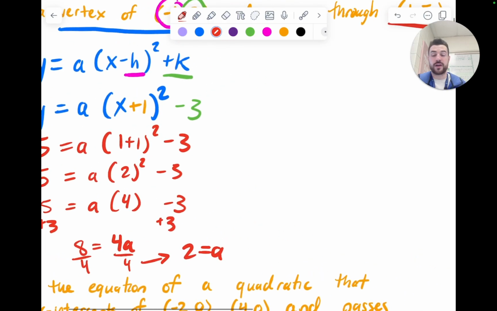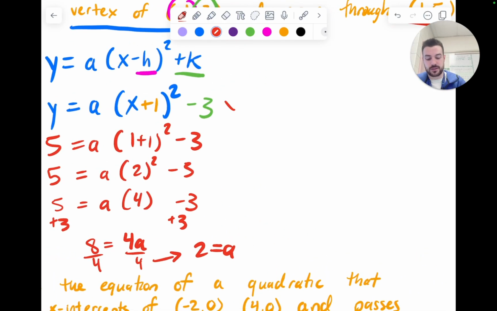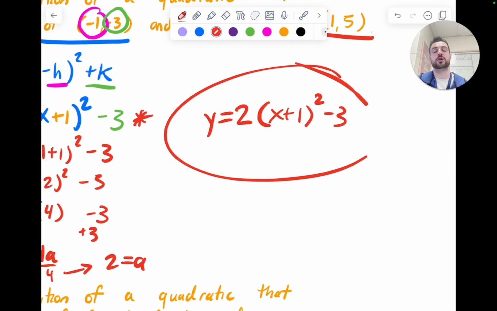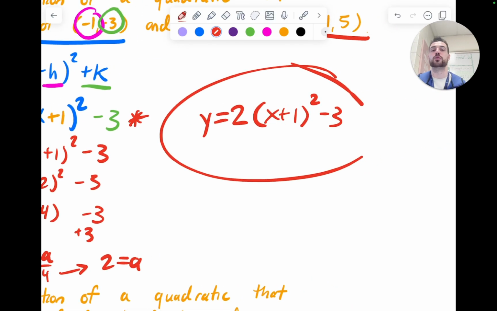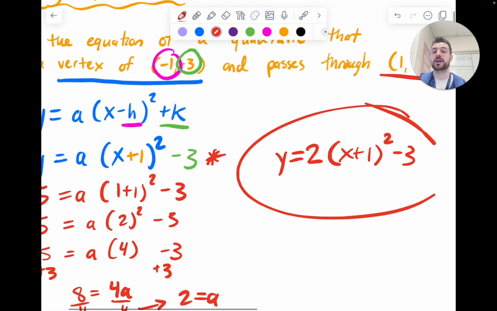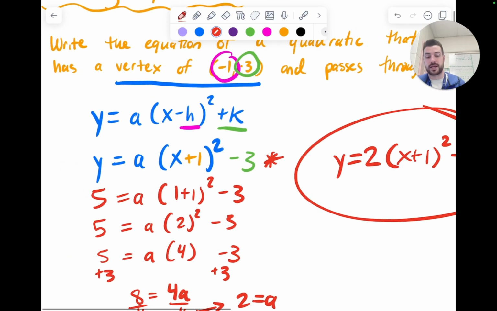So we found our a value, so I can now go back to my equation before, and I can just plug in my new a value with all of the previous information I already had. And that is my equation of a quadratic that goes through the point 1, 5 and has a vertex of -1, -3. Okay, very straightforward. Again, most of your problems are going to look like this depending on what you're given.